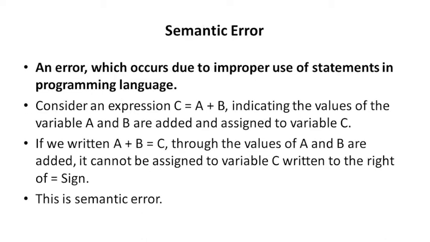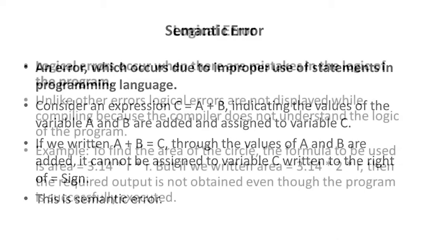Semantic error. An error which occurs due to improper use of the statement in the programming language. For example, consider the expression c equals a plus b, which indicates the values of the variables a and b are added and assigned to the variable c. If we write a plus b equals c, though the values of a plus b are added, it cannot be assigned to the variable c written on the right of the sign. So it is a semantic error. This type of error is called a semantic error.